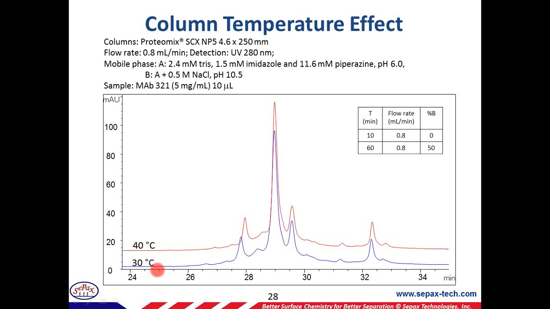I have to mention that for most of the mAb separations in this webinar, we actually used 25 or 30 degrees, so we did not go much higher. But in general, when you do protein separation, you have to take column temperature into account to see if you can change this parameter to improve the separation.